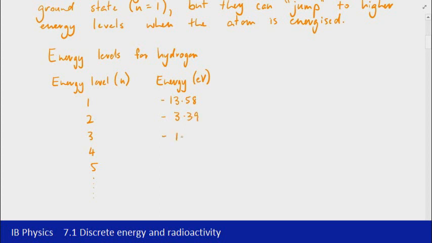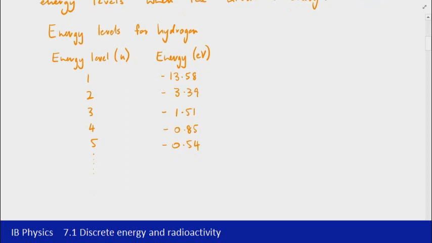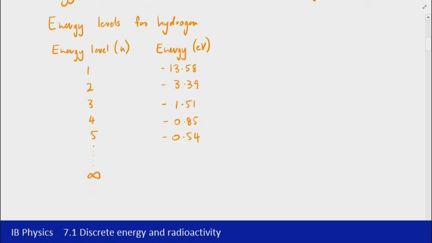So if we just go through, this is not something you need to calculate. This is just some given values here, and you'll notice the values are all negative. So that means eventually they're getting closer to 0, and that means then when n is equal to infinity, that would correspond to 0 electron volts. Now that idea of 0 electron volts basically means that the electron is not attached to the atom. So when you've got an electron that gets out to infinity, you're basically ionizing the atom. So that's known as the ionization.